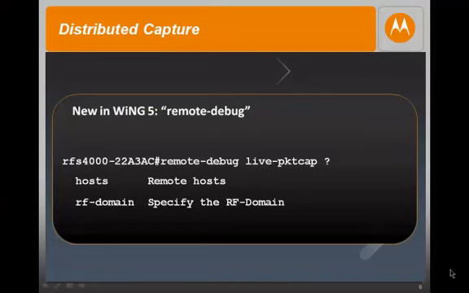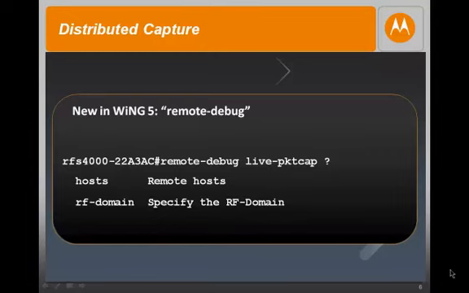Now we'll take a look at using a Wing 5 device as a sort of distributed sniffer. New in Wing 5 is the remote debug command. This command allows us to connect to a remote device in order to obtain logs, crash files, traces, and other information. We'll specifically look at the live packet cap option of remote debug, which lets us perform packet capture on our remote devices. When this command is executed at multiple devices, the resulting captures will automatically be collated into a single stream on our parent device.